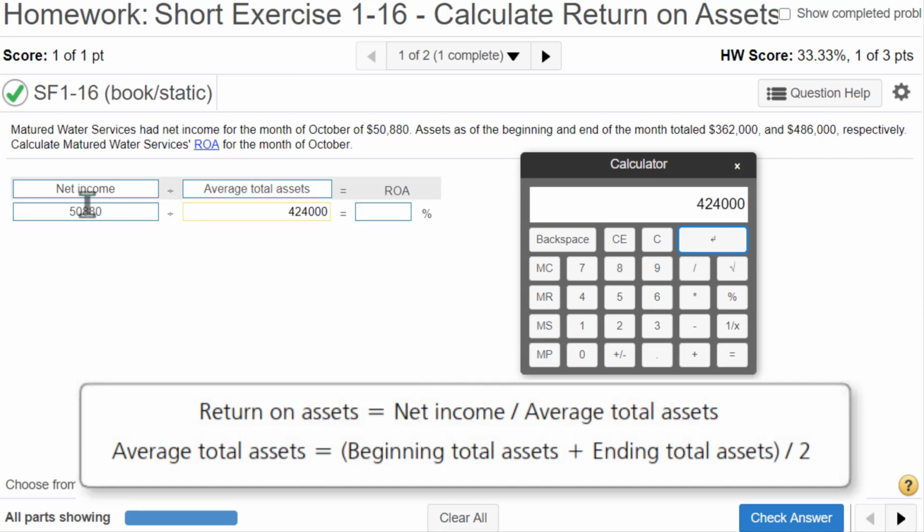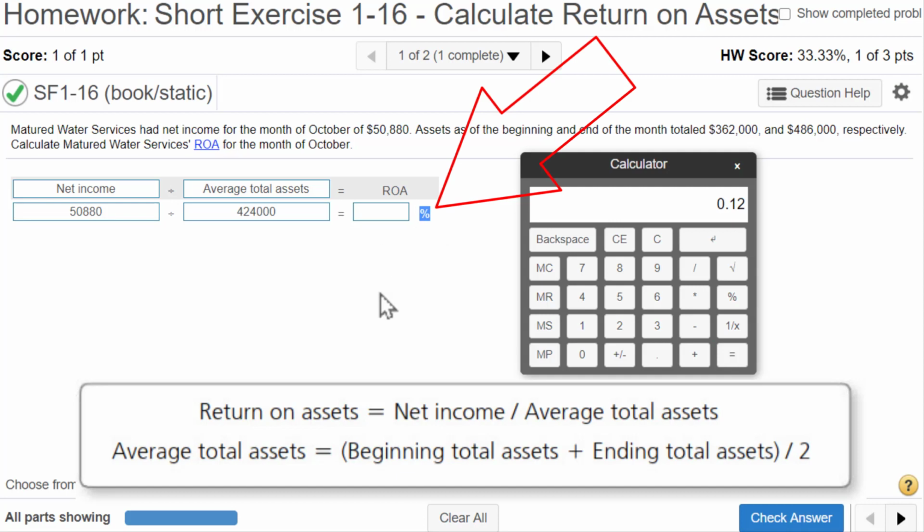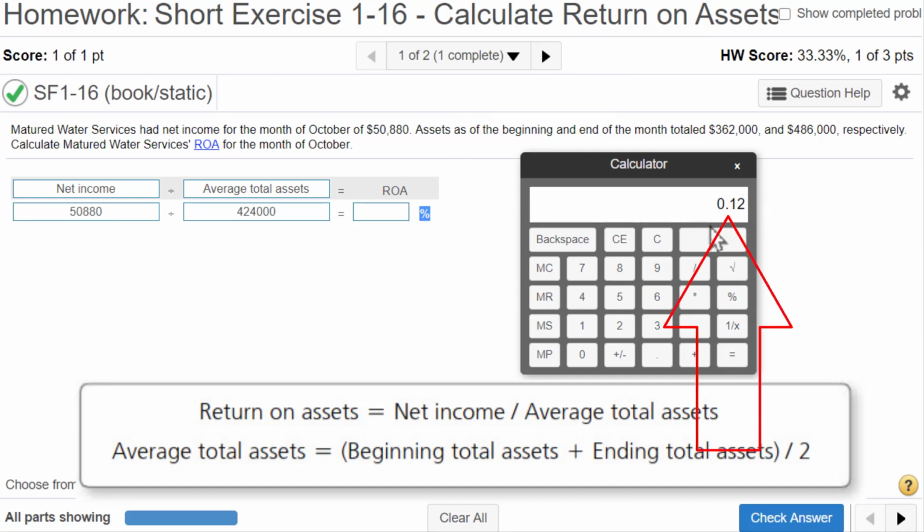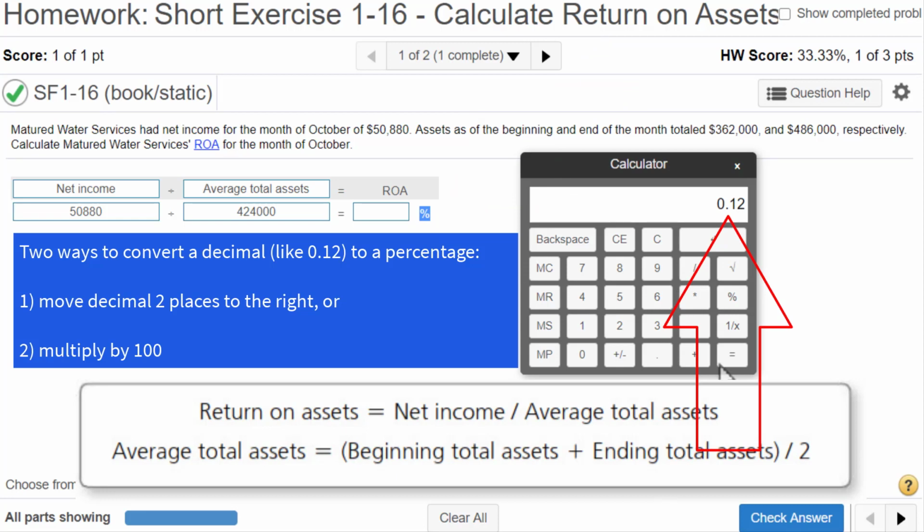So then we just do the math. We're going to take 50,880 divided by 424,000 equals. So now notice this gives us a decimal, 0.12, but if you look over here, there's a percentage sign. So that means they want this as a percentage. So we have to convert this decimal to a percentage. There's two ways to do it. The easy way is just take the decimal, move 2 places to the right. So that would be 12%. Or just take your calculator, multiply by 100. So 12% is the answer.